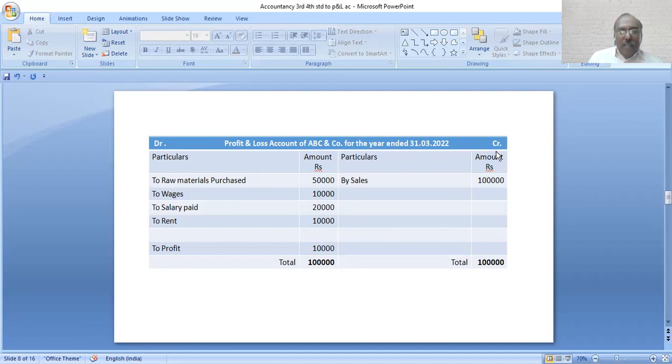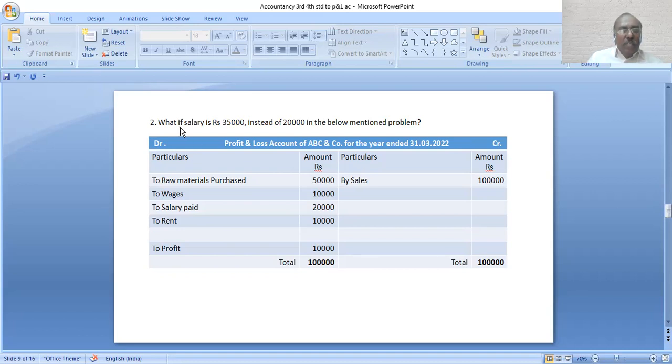In addition, for all the debit items, we mention 'To': to raw material purchased, to wages, to salary paid, to rent, to profit. And for all the credit items, we mention 'By'. These are all accounting formalities. So debit, credit, to, by are accounting formalities. Other than that, this is nothing but a third, fourth standard statement type problem. So you could understand this very well, I hope.